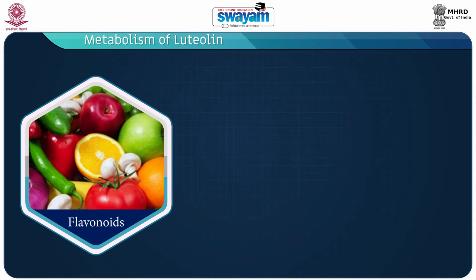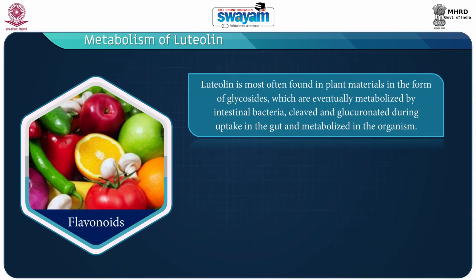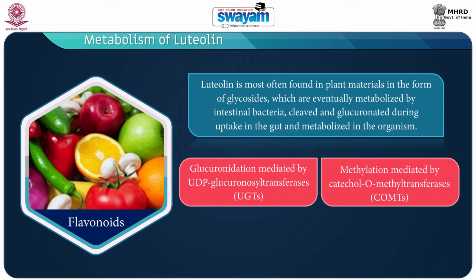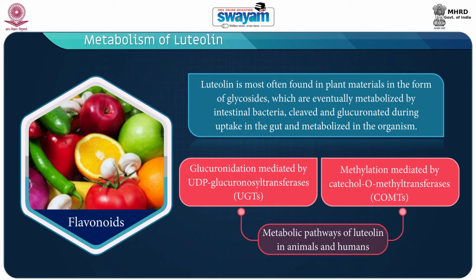Metabolism of luteolin. Like other flavonoids, luteolin is often found in plant materials in the form of glycosides, which are eventually metabolized by intestinal bacteria, cleaved and glucuronidated during uptake in the gut and metabolized in the organism. Glucuronidation mediated by UDP glucuronyl transferases and methylation mediated by catechol-O-methyl transferases are two important metabolic pathways of luteolin in animals and humans.